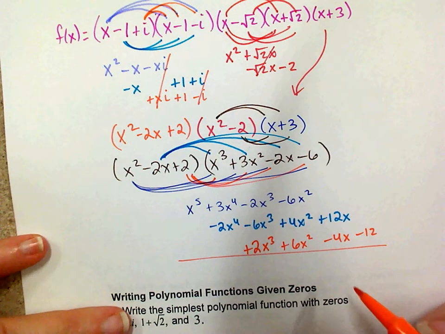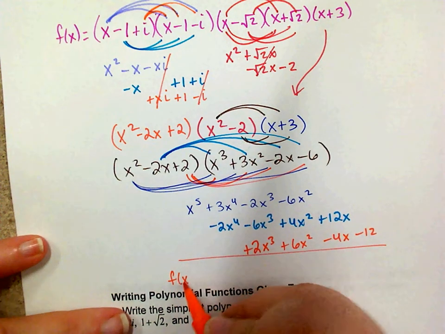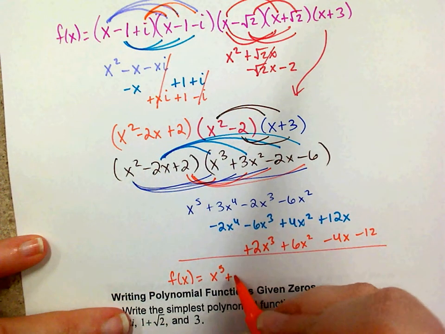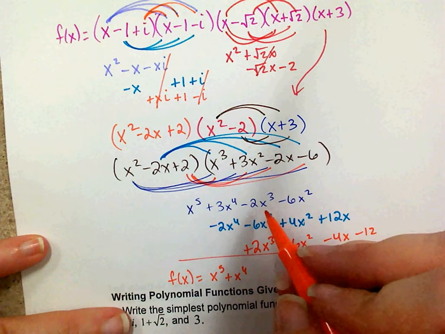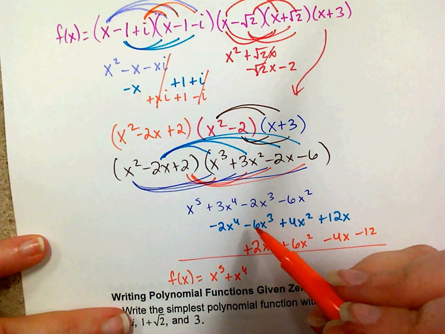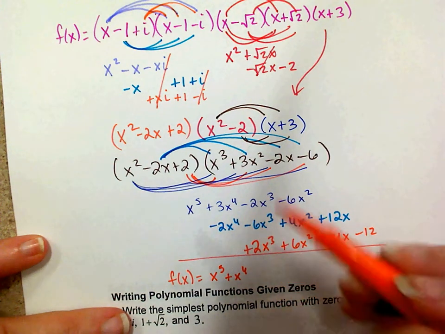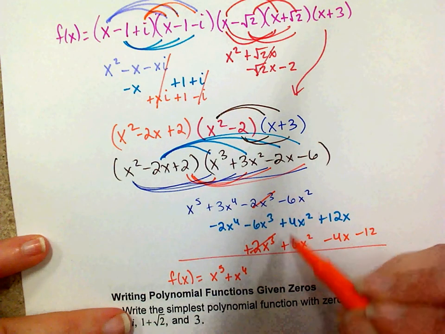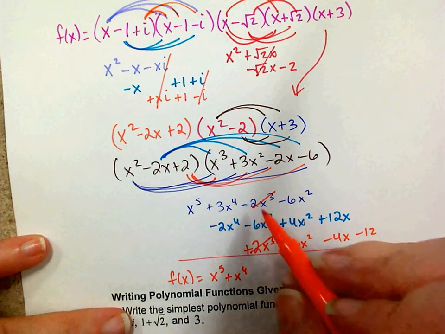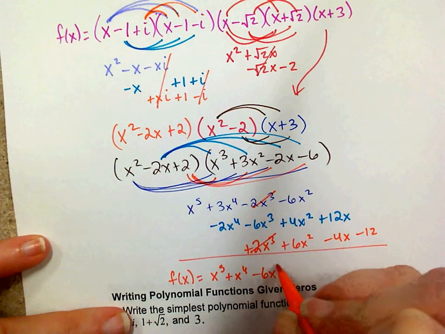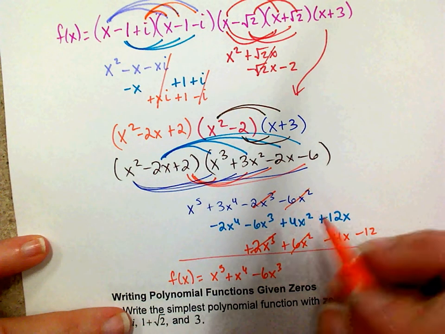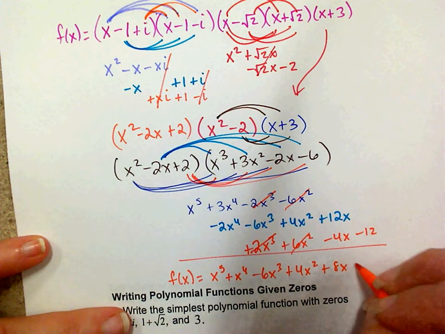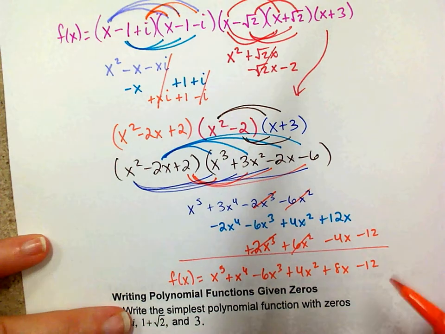F of x equals x to the 5th. 3 minus 2 is 1. Now, you could say negative 2 and negative 6 is negative 8, and negative 8 plus 2 is a negative 6, but you might notice that these two cancel each other out. That is pure coincidence, and it happens again here, but it usually doesn't happen. So this is a negative 6x cubed. Those two cancel each other out, and I'm left with a positive 4x squared. 12 minus 4 is 8, and then minus 12. And that is your answer, the polynomial with those roots.